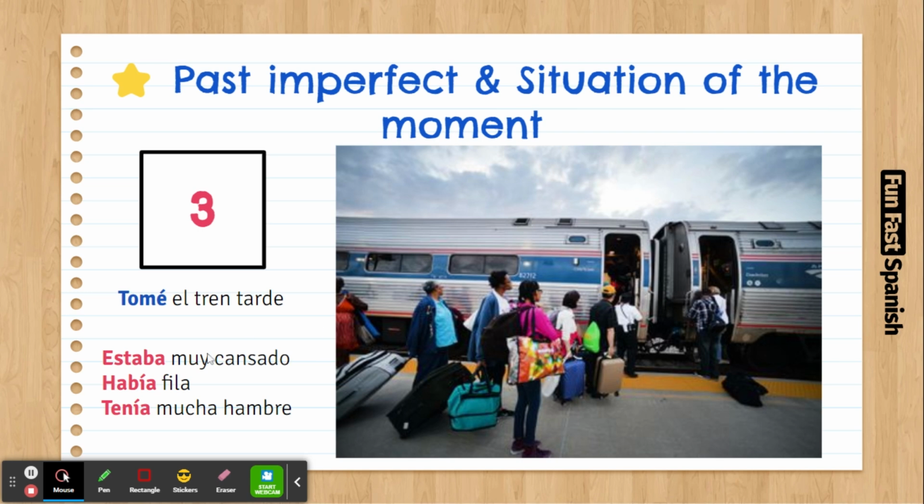And in that moment, estaba cansado. Estaba muy cansado. Había fila. The line is called fila or cola, sometimes people call it, but fila is the most common one. Tenía mucha hambre. So I was hungry. So in that moment when I was here standing up, I was tired. There was a line. I was hungry. So I'm describing the situation here. I took the train, but I was tired. There was a line. So these are descriptions.